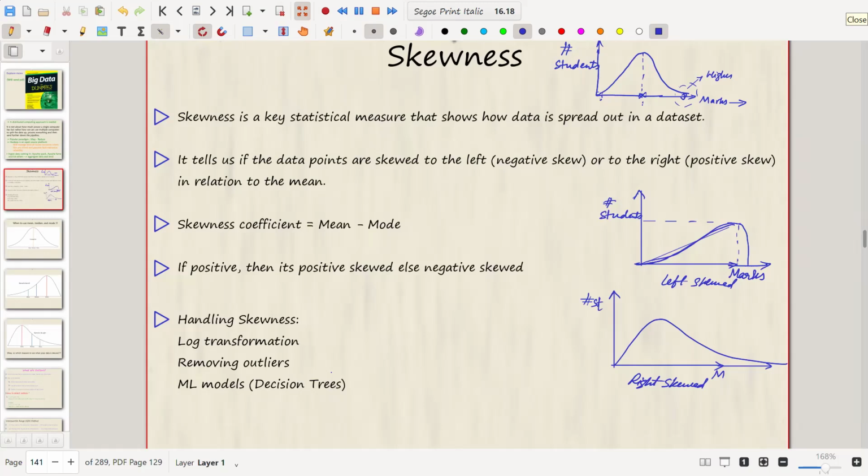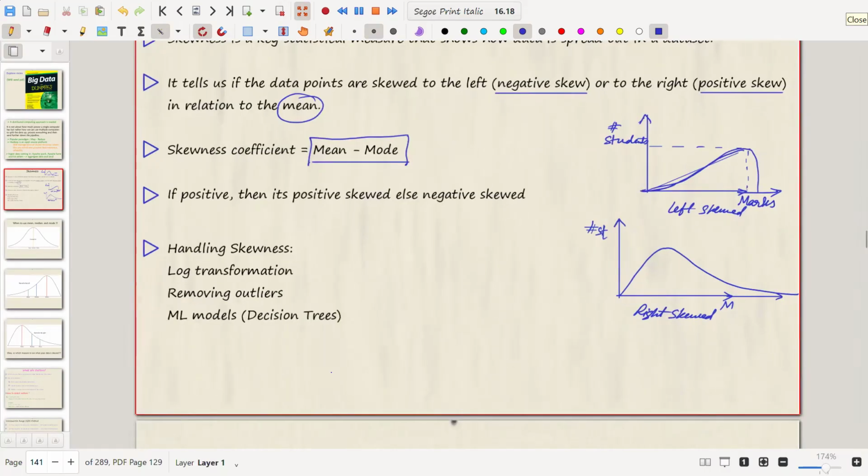Now, there is something that tells us if data points are skewed to the left, that is a negative skew, or to the right, that is a positive skew, in relation to the mean. Now, the skewness coefficient, how you can find out about skewness. The skewness coefficient is given by mean minus mode. Just remember this and we will talk about it in the next slide. If your skewness coefficient is positive, it's a positive skewness, and if it is negative, it's a negative skewness.